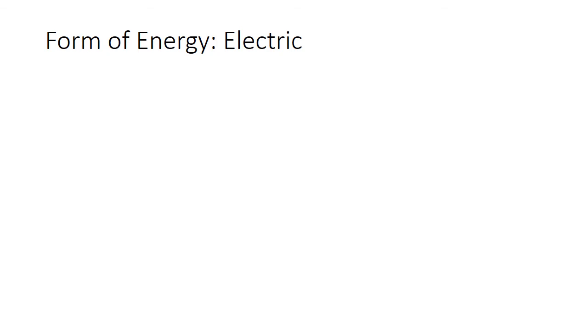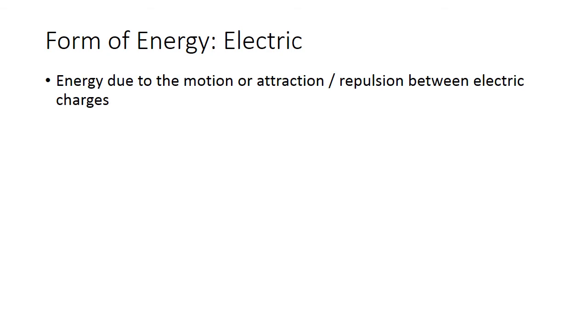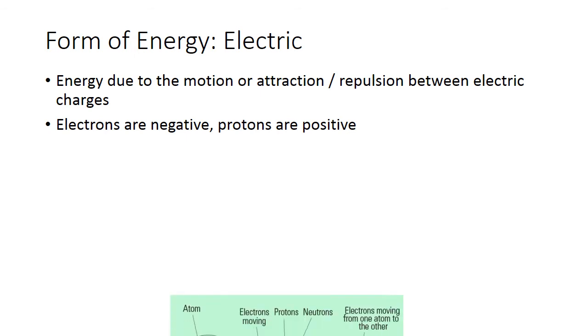Electric energy, this one is pretty obvious. It has to do with the motion of or the attraction or repulsion between electric charges. Okay. Remember electric charges, if you've taken chemistry, we're just talking about the two types. Electrons, they have a negative charge. They're on the outside of the atom. Protons are positive charges. They're in the nucleus of the atom. Much harder to free, but they can be freed.